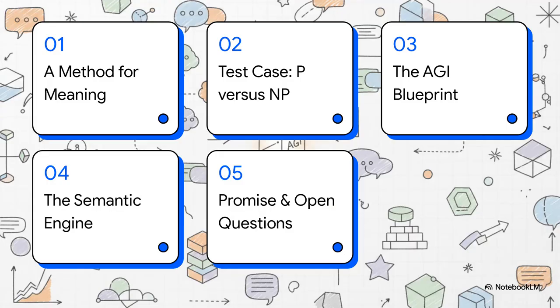So here's how we're going to break it down. First, we've got to understand the core method behind all this. Then, we'll see how it was put to the test on a huge problem in computer science, P versus NP. After that, we get to the main event, the AGI blueprint itself. We'll peek inside the engine and then wrap up by looking at its promise. And, of course, the big open questions that remain.